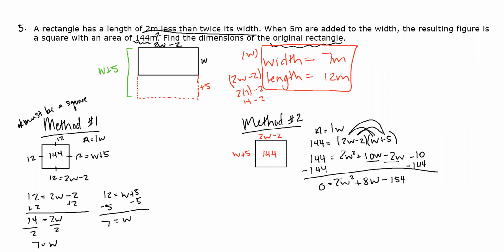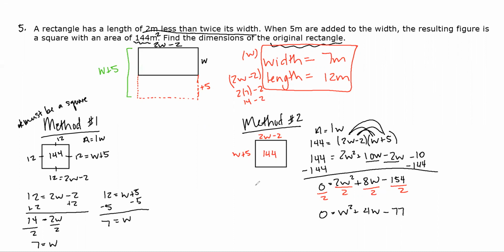Just like we've seen before, these are all divisible by 2. So I'm going to reduce our equation a little bit and divide these all by 2. And I probably won't have room to work this one here, so I'll move it on to a different page. But we're going to have 0 equals W squared plus 4W. And now half of 154, half of 150 is 75. Half of 4 is 2. 75 plus 2 is 77.